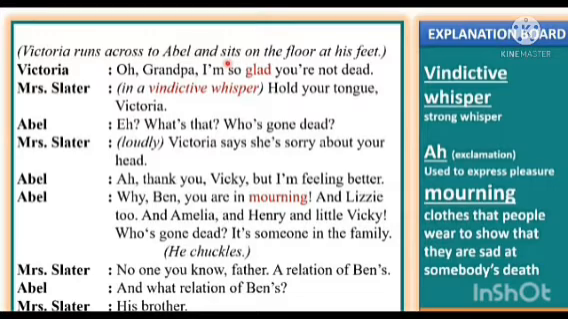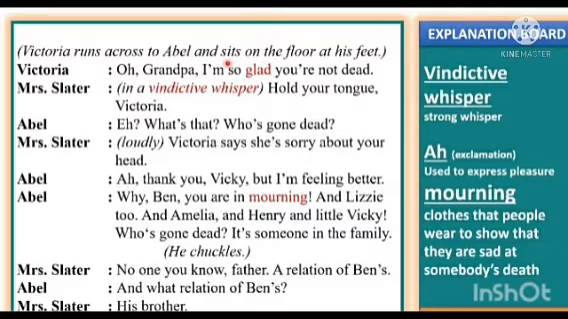So they are talking about it, they divert the matter in another way, another side. Like here, Victoria says, "Oh Grandpa, I am so glad." Glad means happy. So, "I am so glad you are not dead." Here Victoria expressed her happiness at seeing her grandfather alive. That's why she says, I am so happy to find you alive.